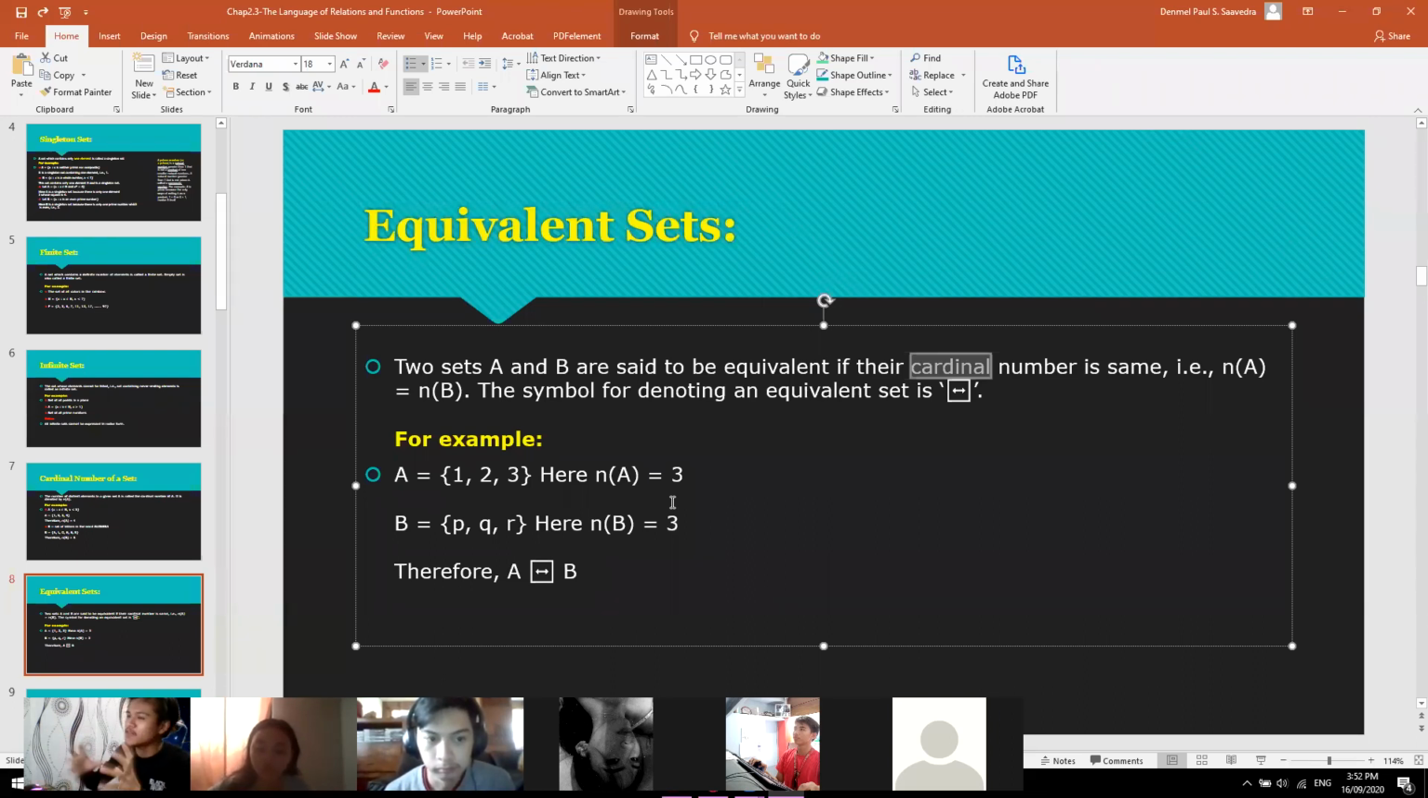Okay? So when we say equivalent, the one you're comparing is the count of elements. Okay? And then here's their symbol. So this one means equivalent. Okay, so just take note on that one.